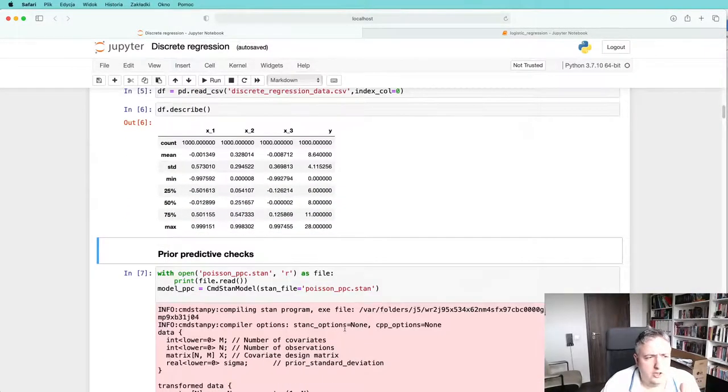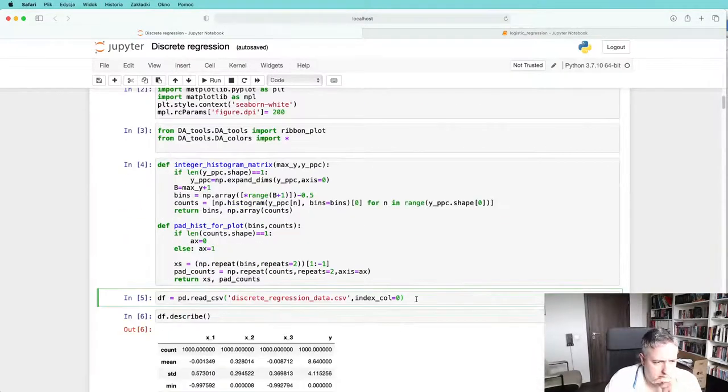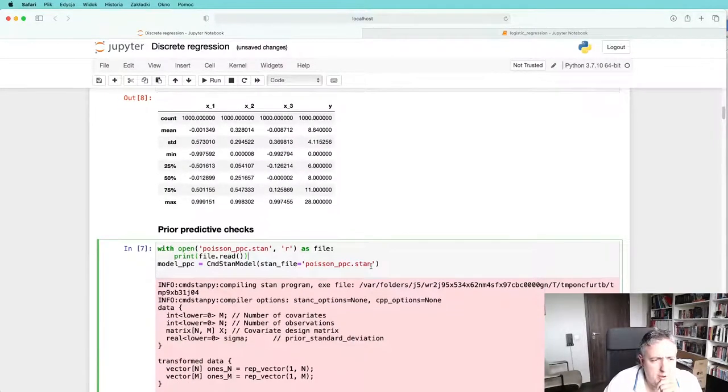We'll be using this model from the instan, the model that is also available to you. We will just display it here, and we will instantiate it with the command stan model.